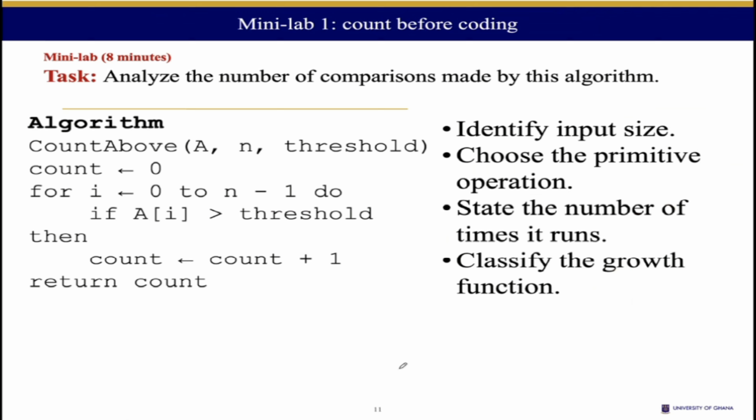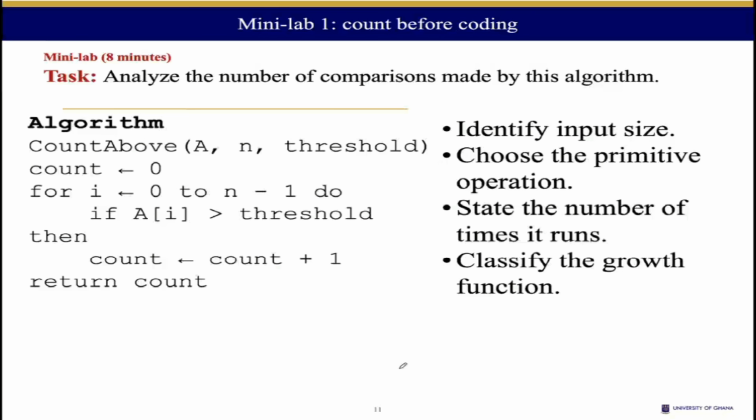Right? Good. Then do this mini lab for me quickly. Analyze the number of comparisons made by this algorithm, based on the explanation I've just provided. You have 2 minutes. This one you don't have to take too much time. If you have followed what I did, you should finish in just 2 minutes.